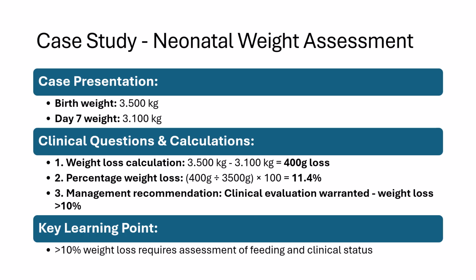This case demonstrates essential neonatal weight calculation principles. The baby had a birth weight of 3,500 grams and weighed 3,100 grams at day 7. Let's calculate the weight loss. 3,500 minus 3,100 equals 0.400 kilograms, or 400 grams. To find the percentage weight loss, we divide 400 by 3,500 and multiply by 100, giving us 11.4%.